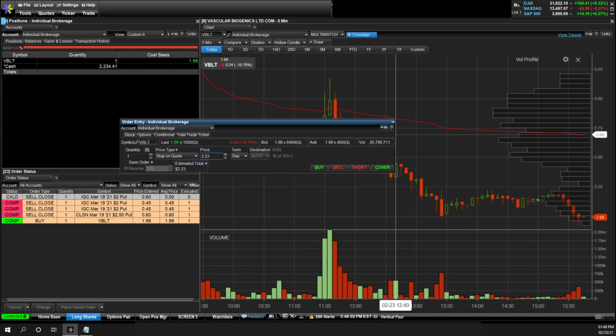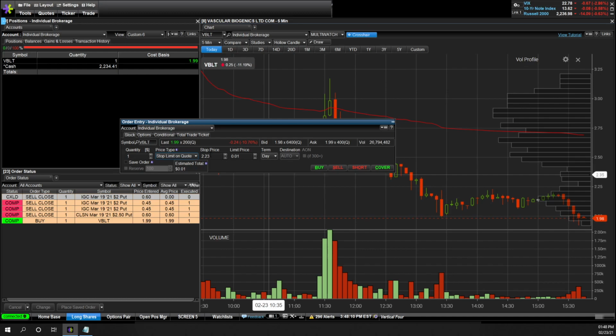So the next one we're going to look at is a stop limit on quote. What this is saying is that if the price prints at 223, it'll set a limit order for 0.01 cents, to either sell it or buy it. And obviously, if you're selling it, that's basically a market order. And if you're buying it, you probably won't get filled. So let's see, the price right now is $2.